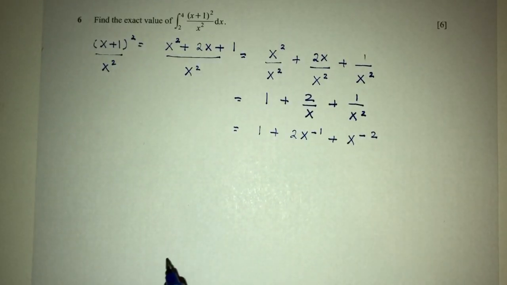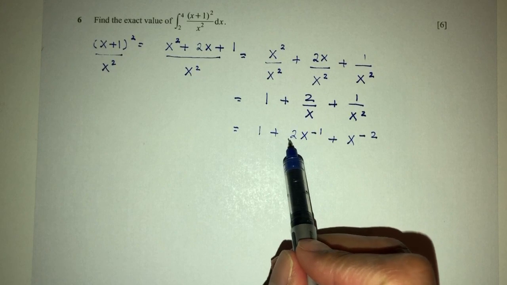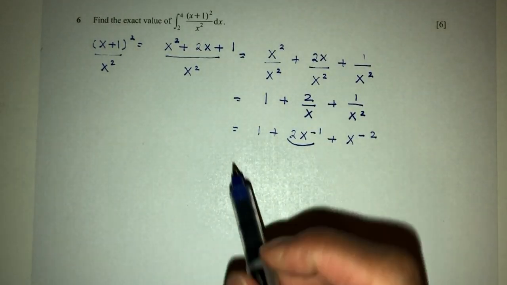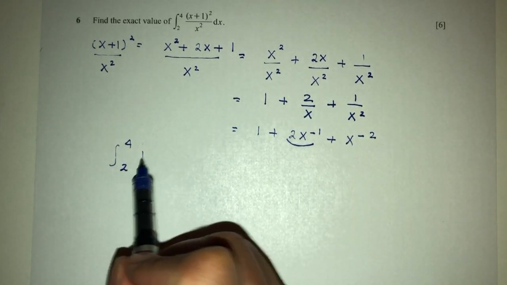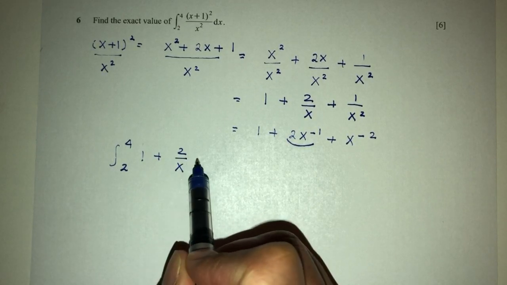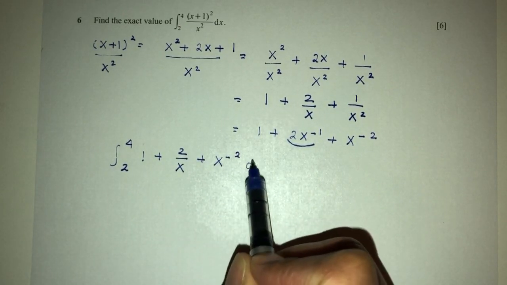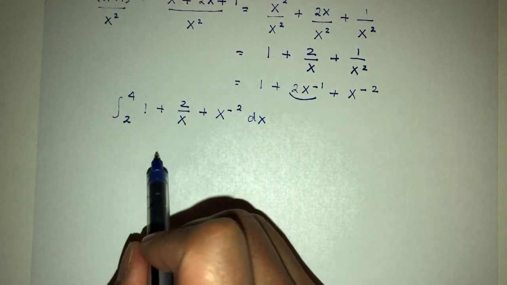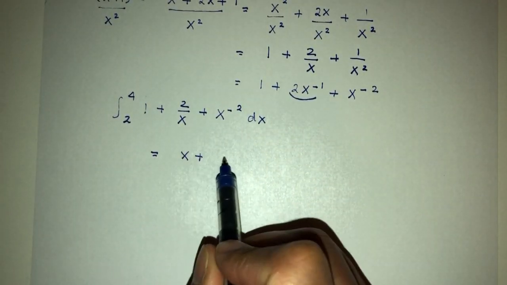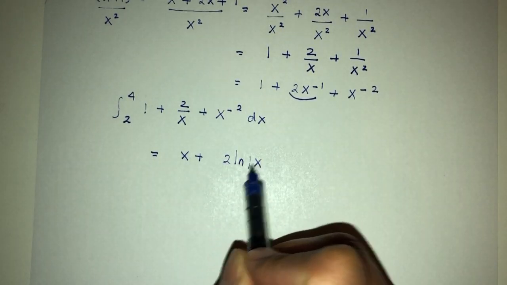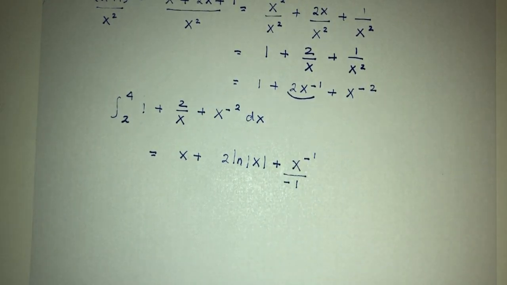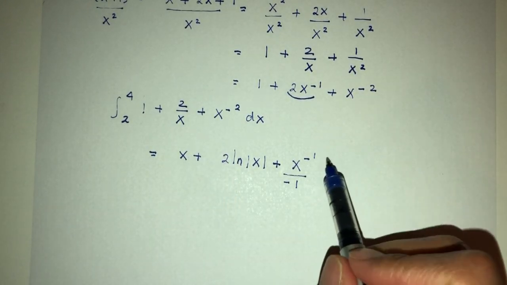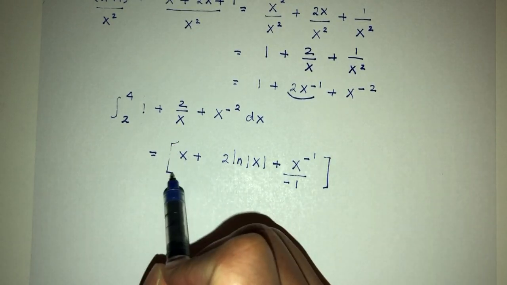Okay, so now we have to find this integration. This one is easy to work with. So the integration between the limits 4 and 2 of 1 + 2/x + x^-2. That will give you what answer? Let's see. That will be x + 2 ln x, and then this will give you x^-1 divided by -1. Right. That will be for this one. And we have to simplify for the limits, 4, 2.